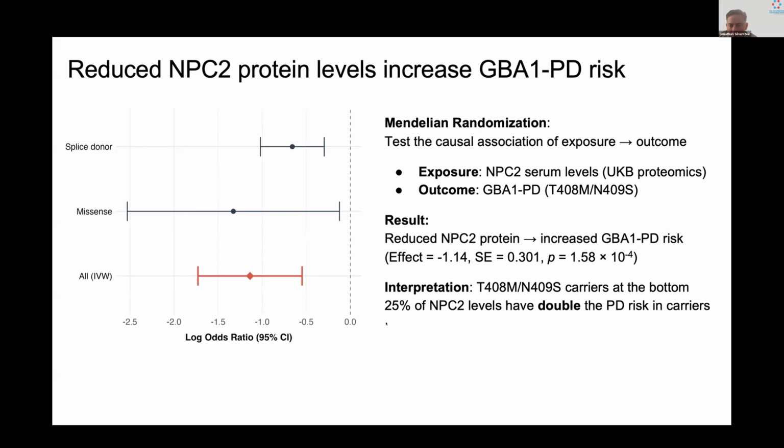And once we try to interpret the outcome, it shows that those carriers at the lower end of the NPC2 levels have almost double the PD risk compared to people who have normal levels of NPC2.